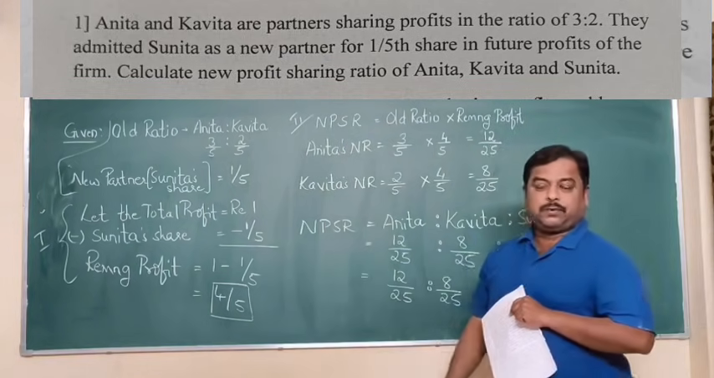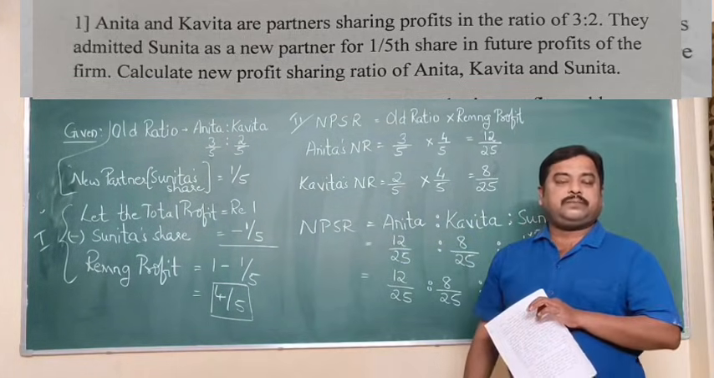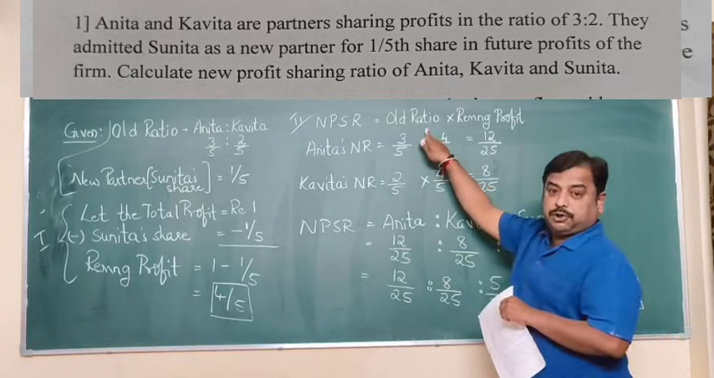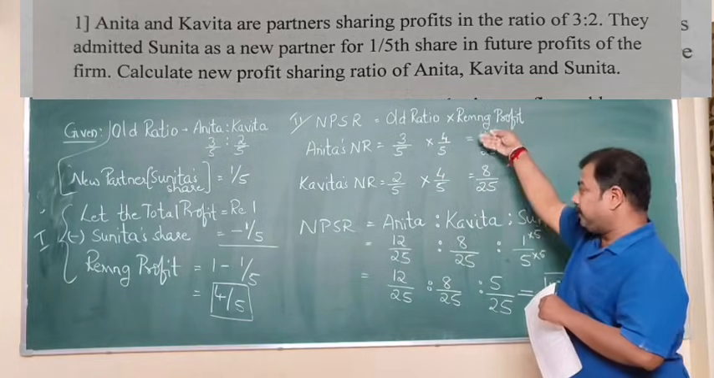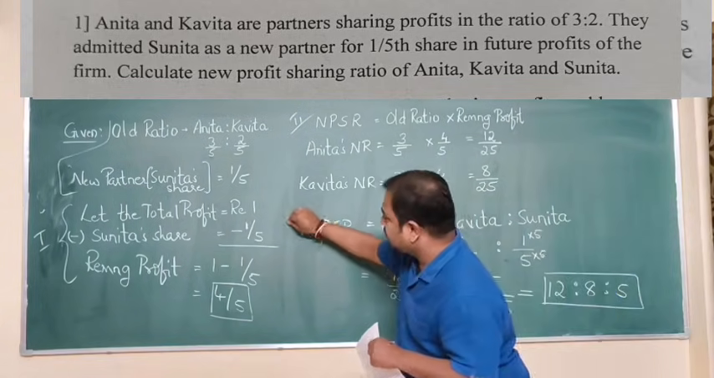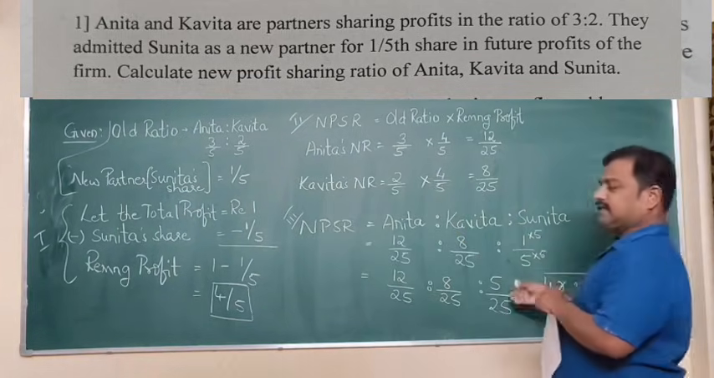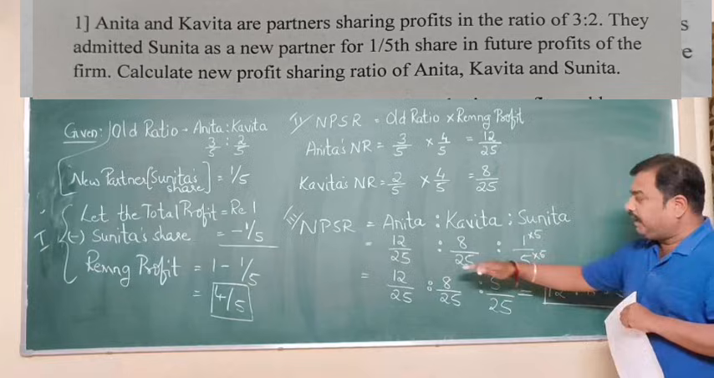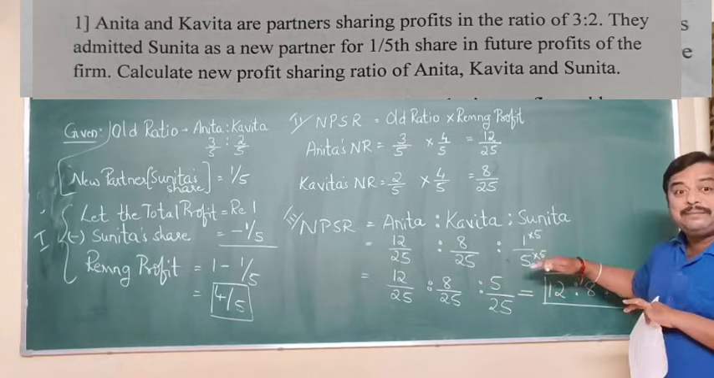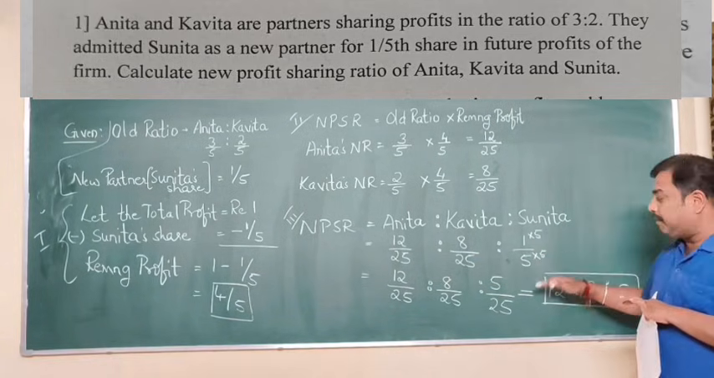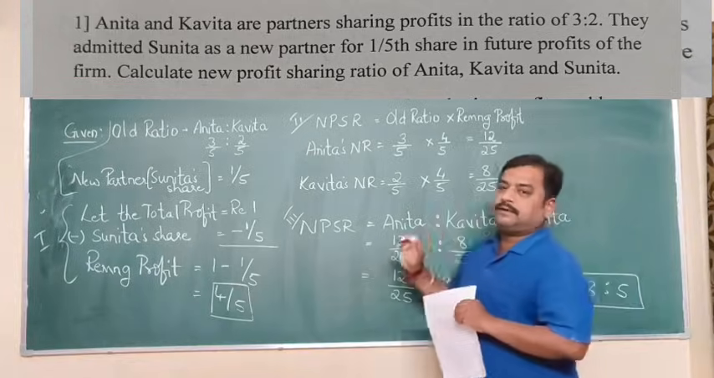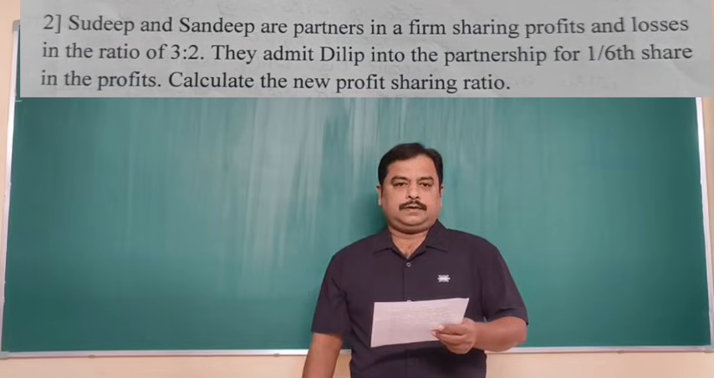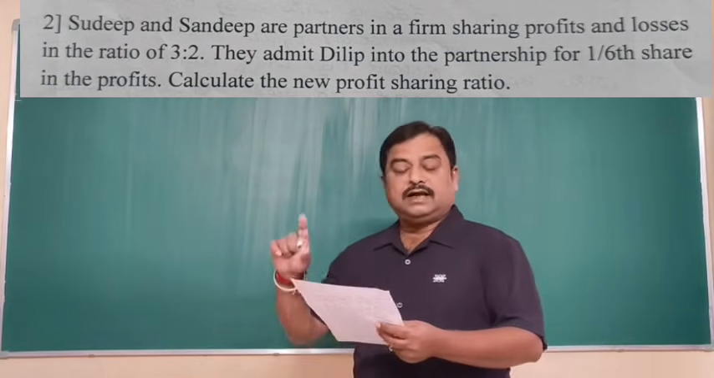ಅಪ್ಲೈ ದ ಫಾರ್ಮುಲಾ. What is the formula for calculating NPSR, students? Old ratio into remaining profit. Last step. Third step, present the answer. Last step ಮಾಡಿದಾಗ ಎಲ್ಲಾ ಪಾರ್ಟ್ನರ್ಸ್ ಇದ್ದು ಡಿನಾಮಿನೇಟರ್ ಸೇಮ್ ಇರಬೇಕು. ಸೇಮ್ ಇಲ್ದಿದ್ದಾಗ ಮಲ್ಟಿಪ್ಲೈ ಮಾಡಿ ಸೇಮ್ ಮಾಡ್ಕೋಬೇಕು. ಓಕೆ, ರೈಟ್. Okay students, let us start with the second problem.